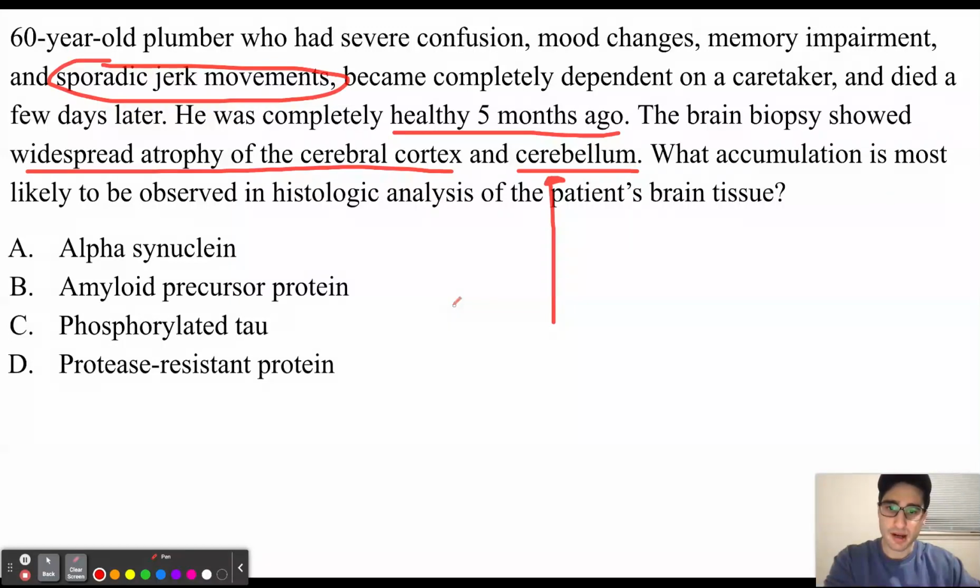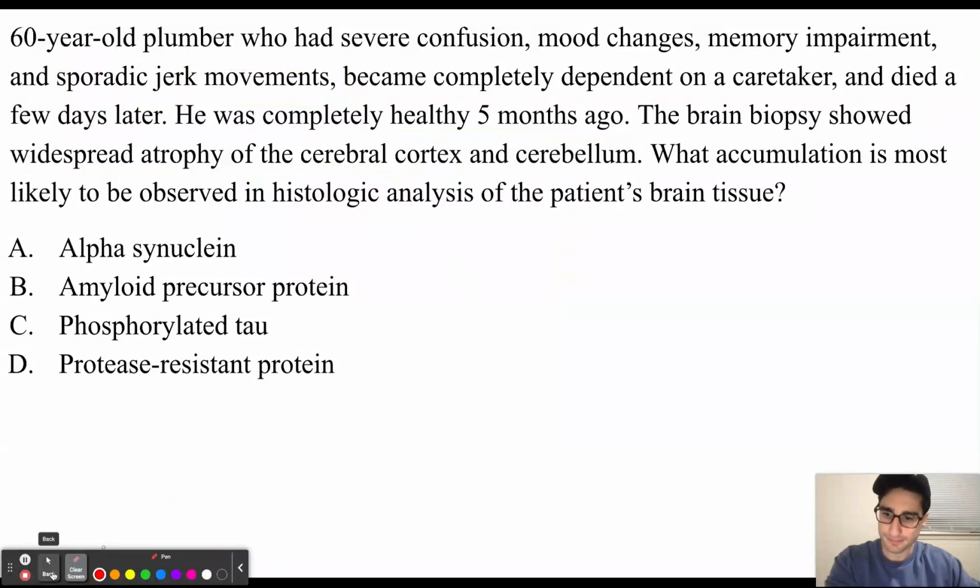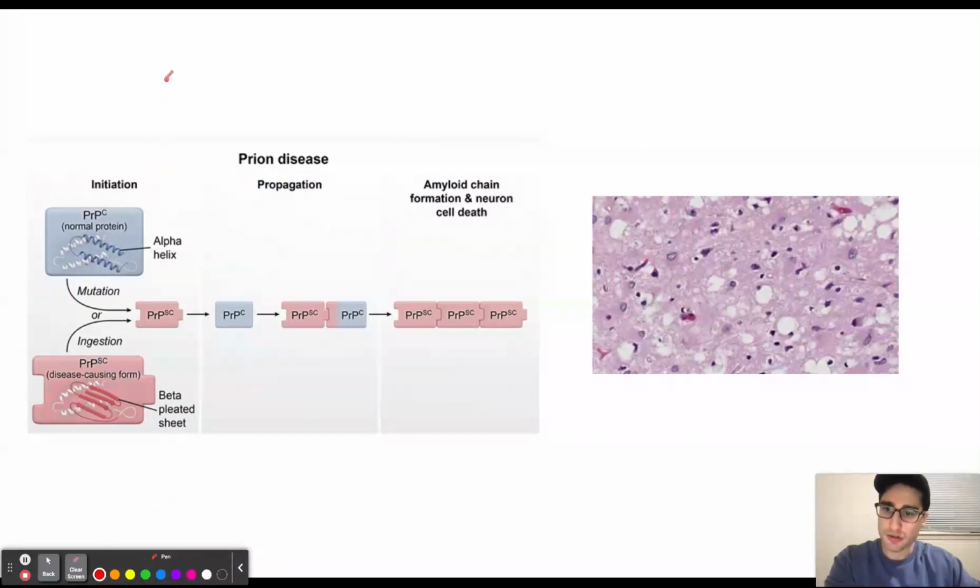Now, all of these findings are characteristic of Creutzfeldt-Jakob disease, which is a prion disease. Prion protein is usually in the alpha helix conformation, and the disease occurs when this alpha helix conformation is changed to beta pleated sheets. And so the beta sheet conformation is going to induce other proteins to change conformation, and it is going to be resistant to proteases.